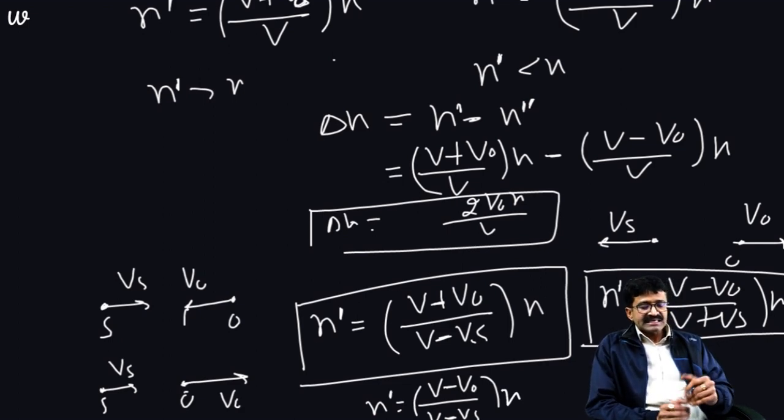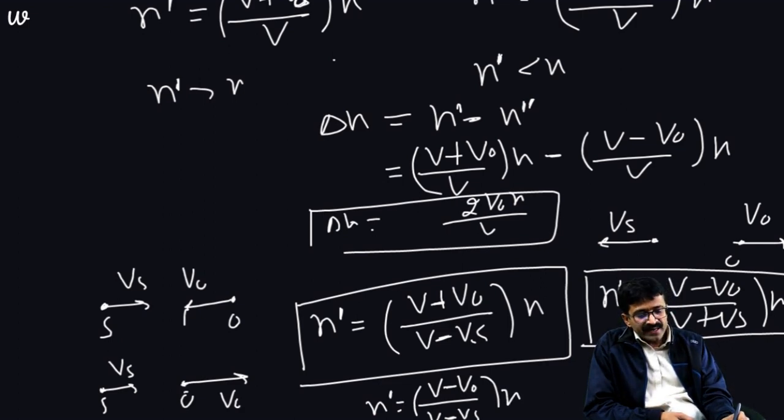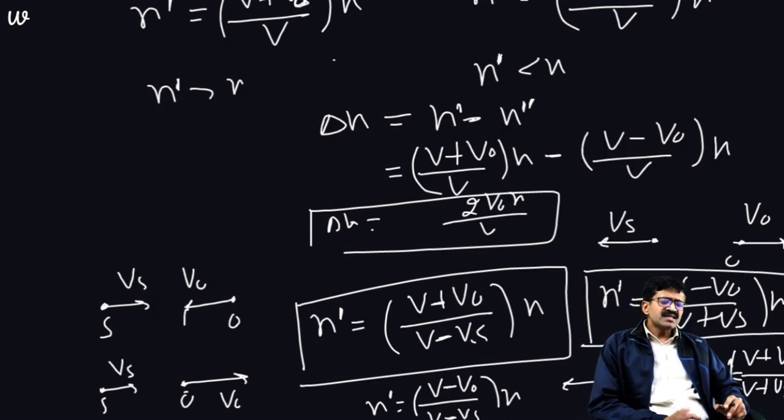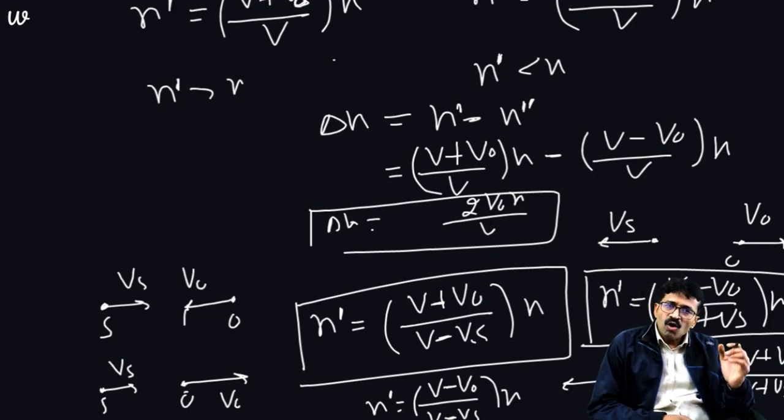We can take the next concept when the observer follows the source. That is, this is the observer, this is the source, and the source is ahead of the observer. Then N dash will be (V plus Vo) upon (V plus Vs) into N. The change in this frequency depends upon the velocity of the sound source or the velocity of the observer.